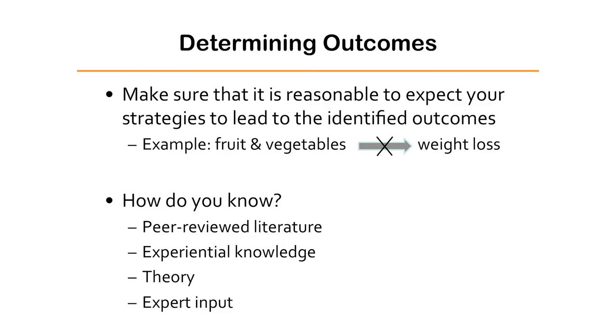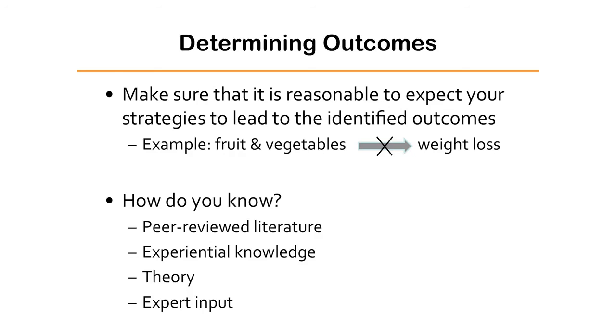So one thing that's really key in this process, and I actually think it's a common challenge for people, is to make sure that it's reasonable to expect your strategies to lead to your identified outcomes. So for example, just increasing fruit and vegetable consumption alone doesn't actually lead to weight loss. So if we were planning a program that was focused on fruit and vegetable consumption, we wouldn't want to have reduced obesity rates as our long-term outcome, because we would probably never actually show that outcome with our intervention.